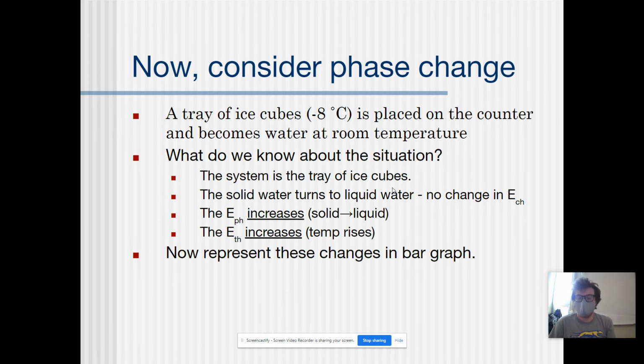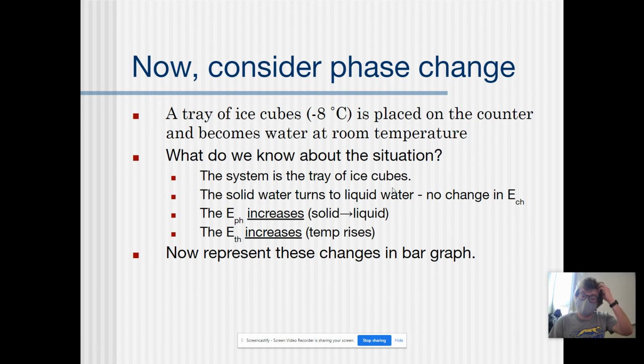This one is going to be looking at a phase change. So it says that a tray of ice cubes at negative 8 degrees Celsius is placed on the counter and becomes water at room temperature. Take a second, draw another LOL chart below the one in your notes, and I want you to pause the video and see if you can work through this example.